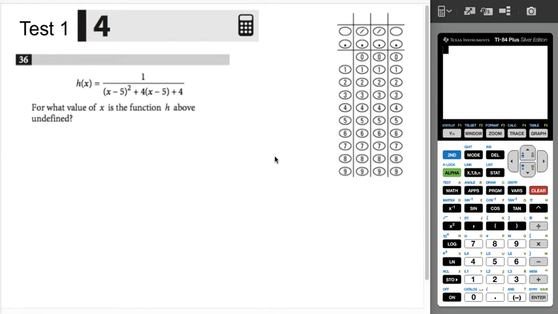All right, this is SAT Prep. We're doing test 1, section 4, and this is number 36, which is a grid-in problem. For what value of x is the function h above undefined?